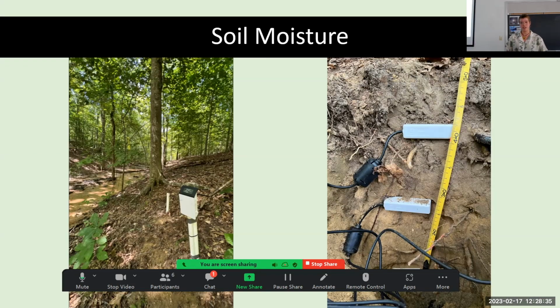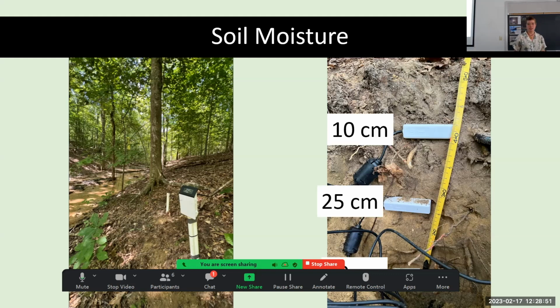Some other tests we did was with soil moisture, and we set up this little contraption at the same elevation as the tree site, and we dug around 50 centimeters and then put in soil moisture probes at 10 centimeters, 25 centimeters, and 50 centimeters.